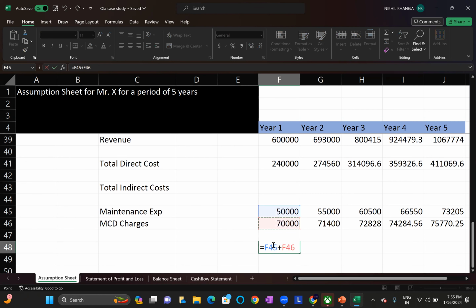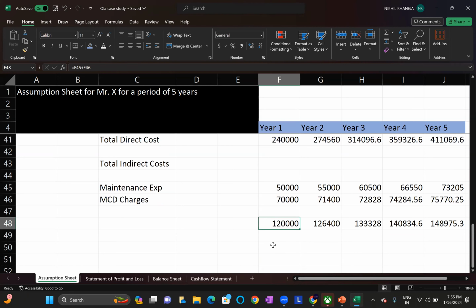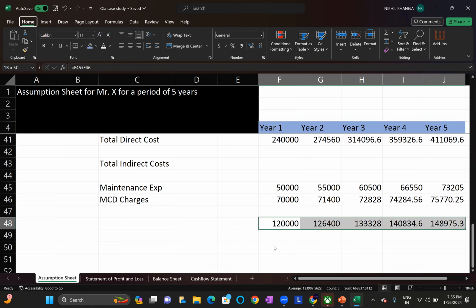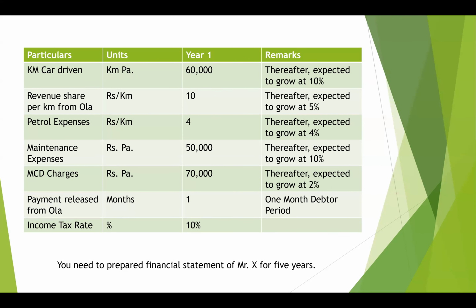This plus this, 120 for the first year. Here we go. I'll keep them under double underlines, Alt H B U. Okay, now I am done with the indirect cost also. Revenue is done. Indirect and direct costs are done.